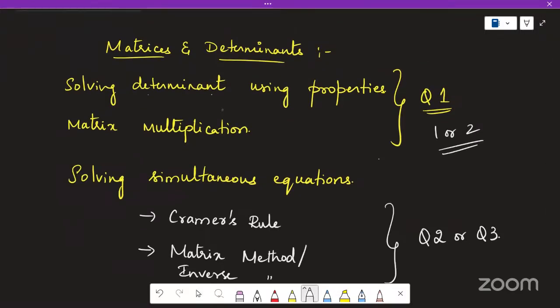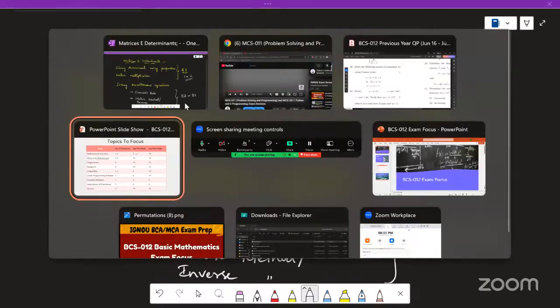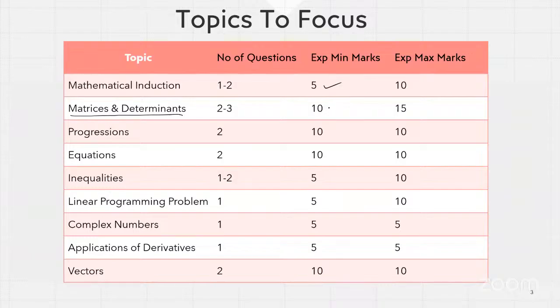You need to understand the entire concept. So under matrices and determinants, these are the things you have to learn. Two questions, definitely you will get. Sometimes you will get three questions. Is this clear? So here at least 10 marks you can score. And maybe if you get three questions, you can score 15 marks. Next is progressions.